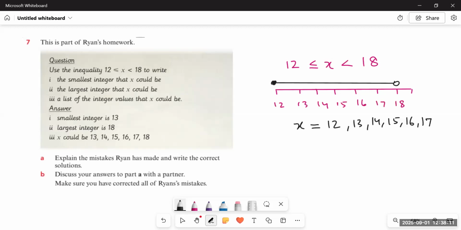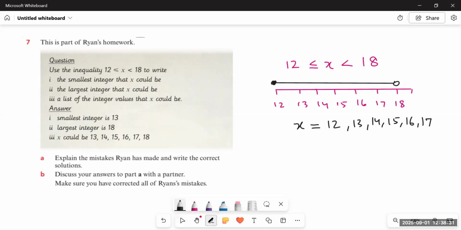It means that x includes the values from 12 till 17, not 18. 18 is not included because it does not involve an equals sign here. Okay, so it's just 12 till 17. Now they're asking for the smallest integer that x could be, which is 12. The correct answer to this is 12.